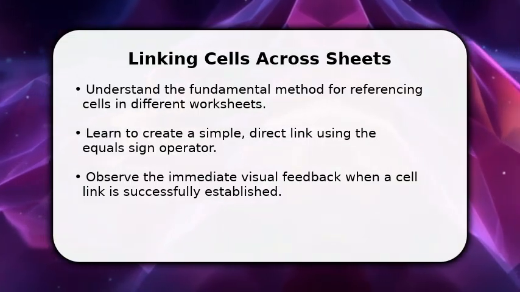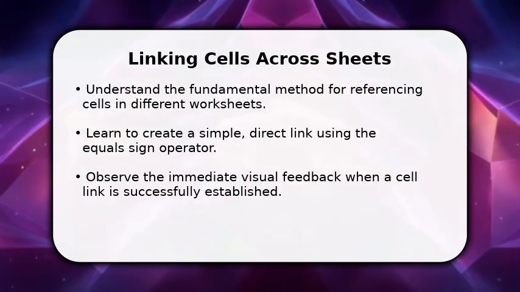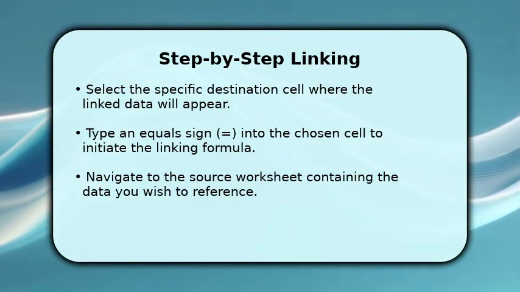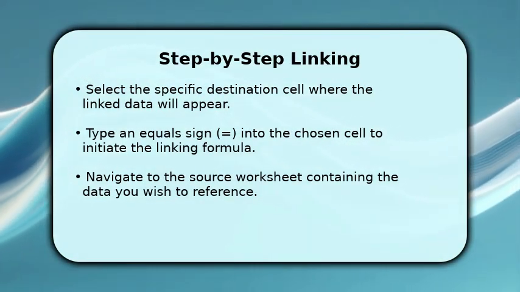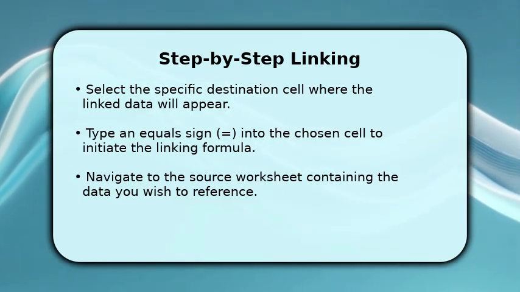It's a straightforward process that provides immediate visual confirmation of your link, making your spreadsheets more powerful. Let's walk through the simple steps. First, click on the cell in your current sheet where you want the linked data to appear. Next, type an equals sign into that cell.